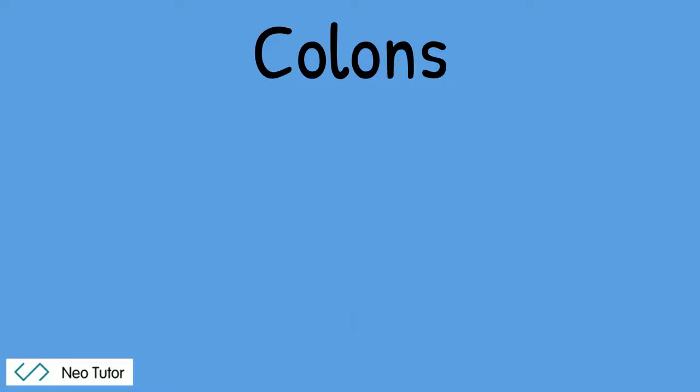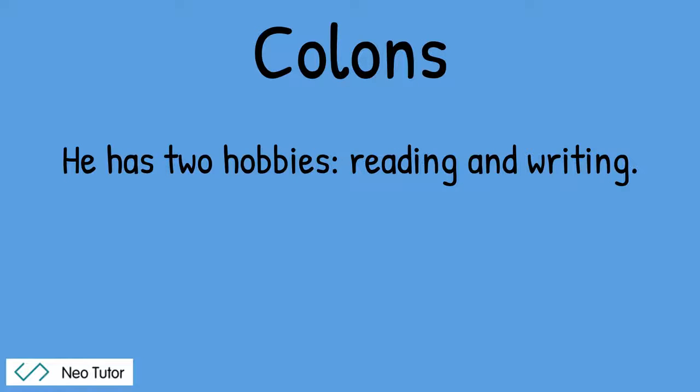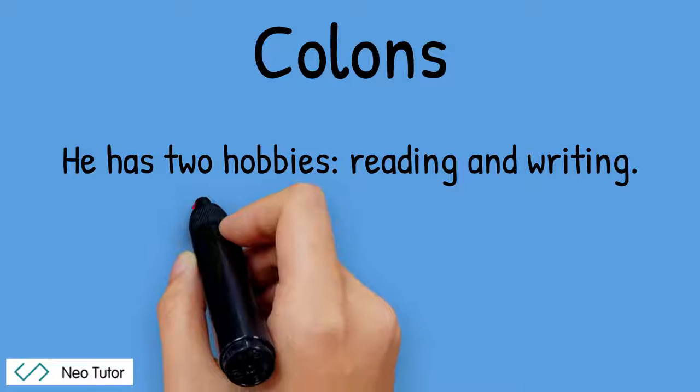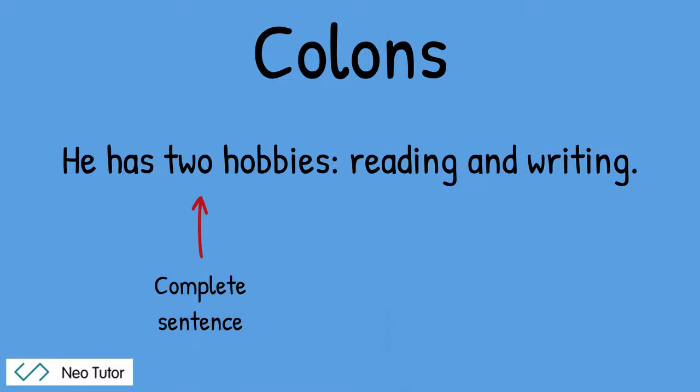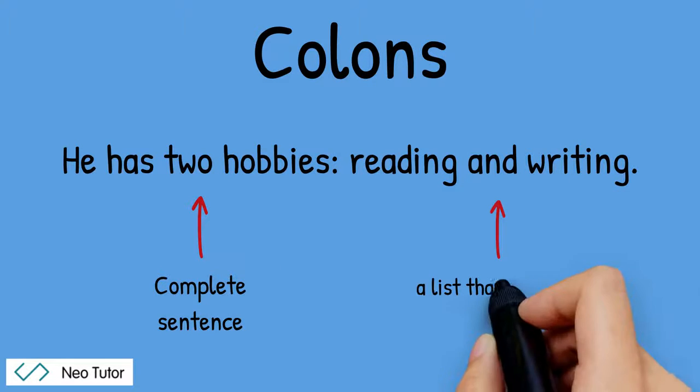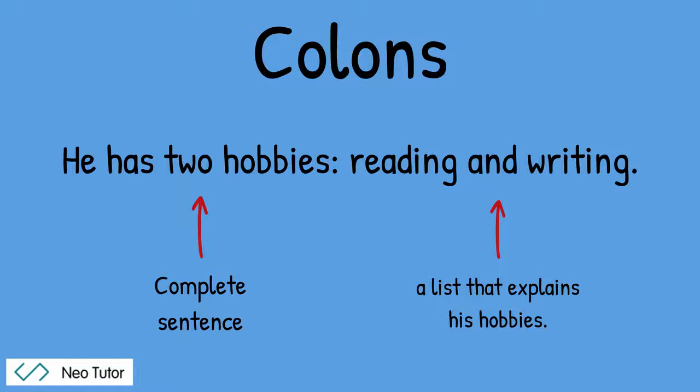Let's look at an example with colons. Here we have a sentence that reads, "He has two hobbies: reading and writing." On the first side of the colon, we have a sentence that is complete. On the second side of the colon, we have a list that explains this person's hobbies. So, you should only use colons when you first have a complete sentence, followed by a list or explanation.